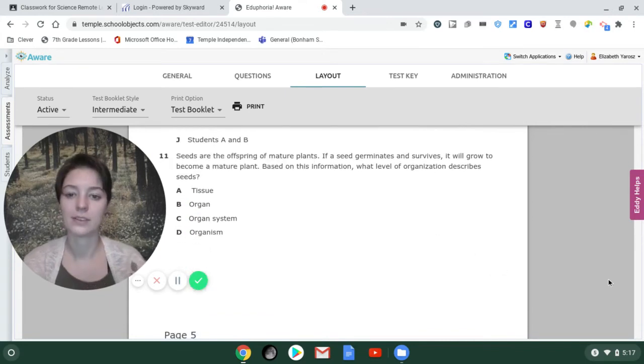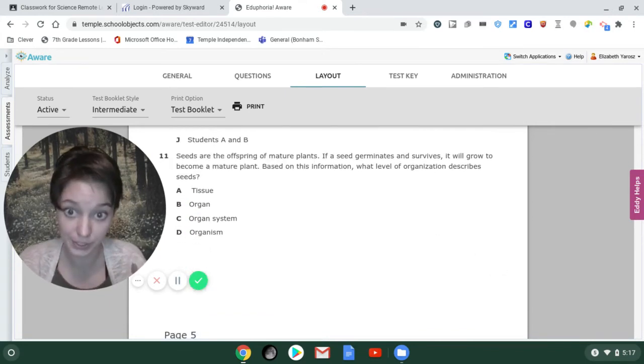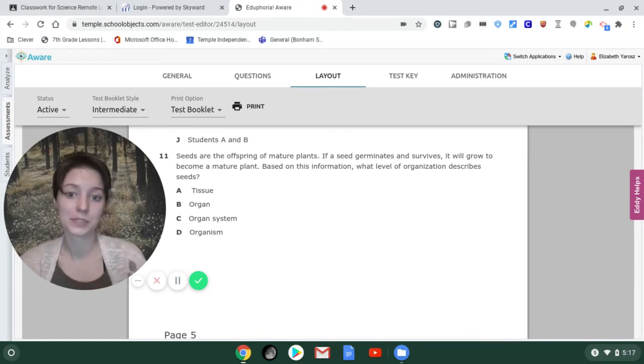Okay, 11. Seeds are the offspring. Now, offspring is an important word. Hopefully you knew what that meant. Offspring means baby. So a cat's offspring are her kittens. So seeds are an offspring of mature plants. Mature means grown up. If a seed germinates, means grows, and survives, it will grow to become a mature plant.